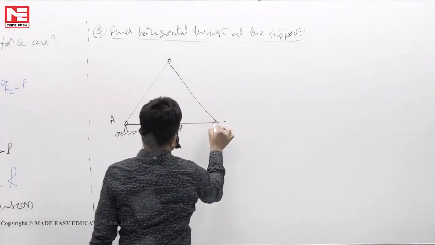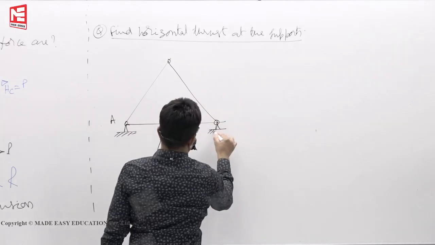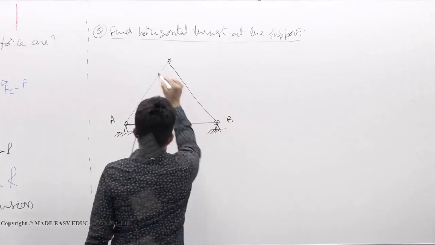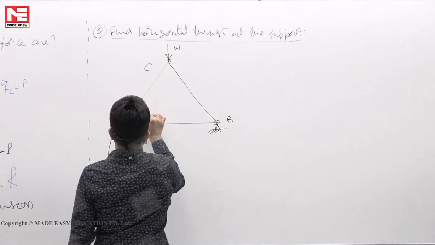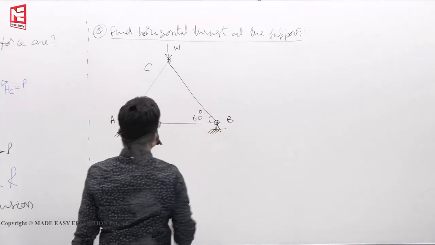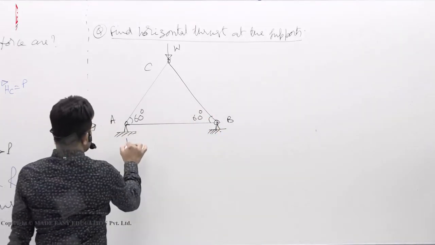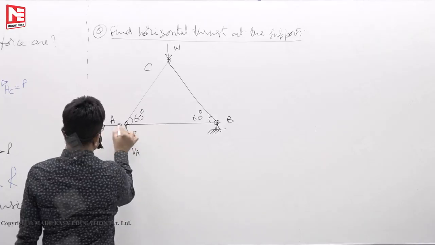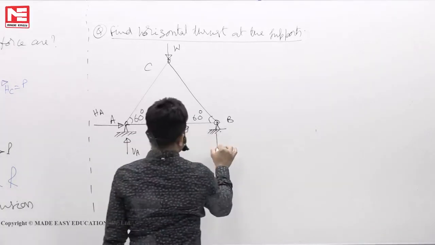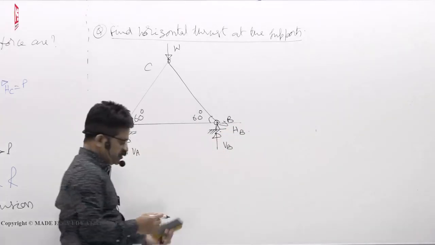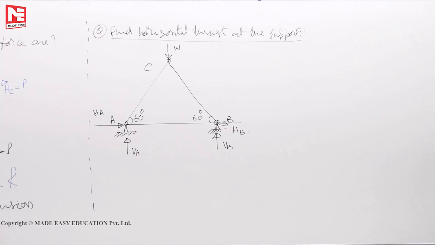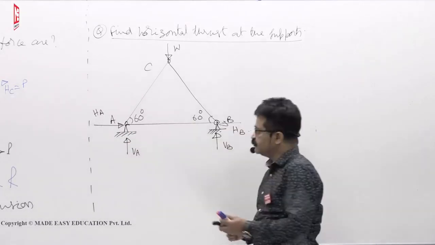This point is A, B, this is C, loading is W, 60 degrees, 60 degrees. Okay. Now there are 4 reactions as we have learnt: VA, HA, VB and HB. He is asking what is the horizontal thrust, meaning what is the value of HA and HB. Let us see. It's a 2 marks question.